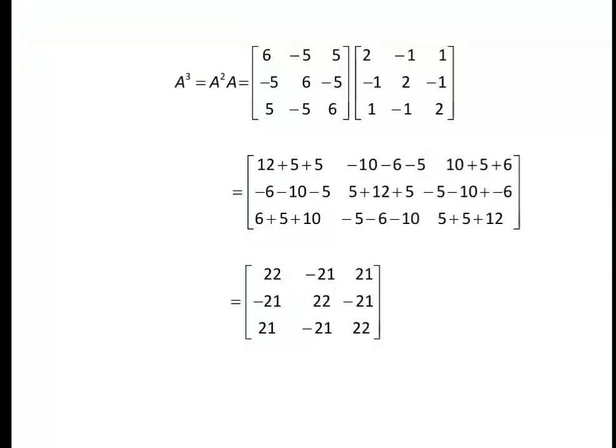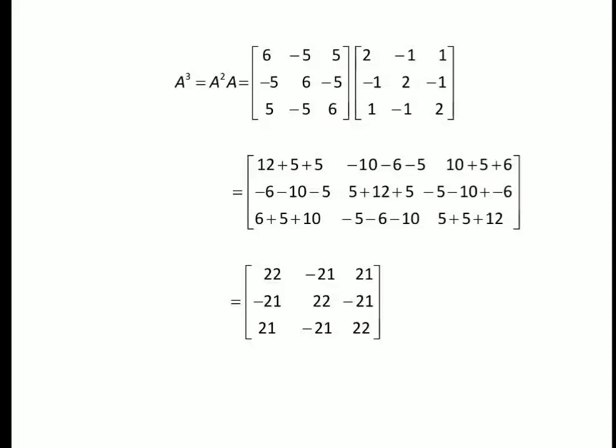Let us find A cube. A cube is A square into A. It is also exactly the same multiplication of two matrices. You can solve this one. First row into first column: 6 into 2, 12. Minus 5 into minus 1 is plus 5. 5 into 1 is 5.